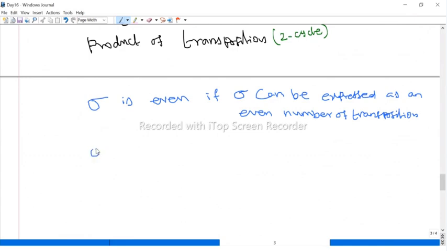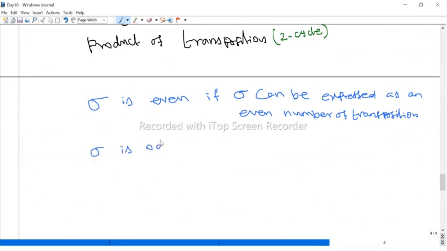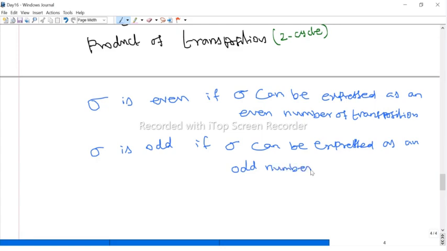That is, sigma is an odd permutation if sigma can be expressed as an odd number of transpositions. Now we are collecting only the even permutations.